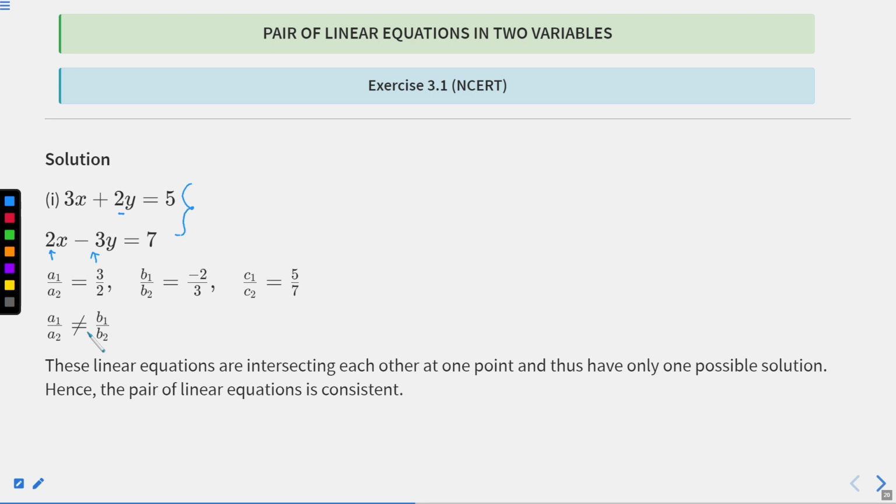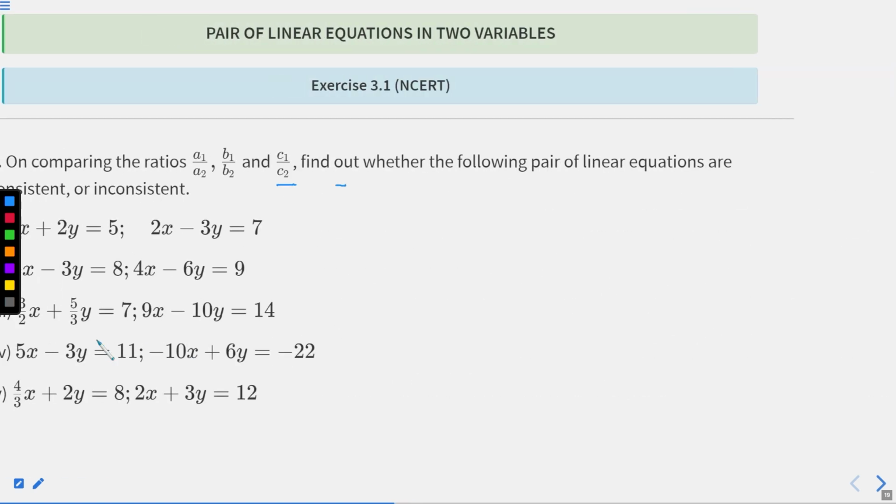So here a1 by a2 does not equal b1 by b2. So these linear equations are intersecting each other at one point and thus have only one possible solution. Hence, the pair of linear equations is consistent.